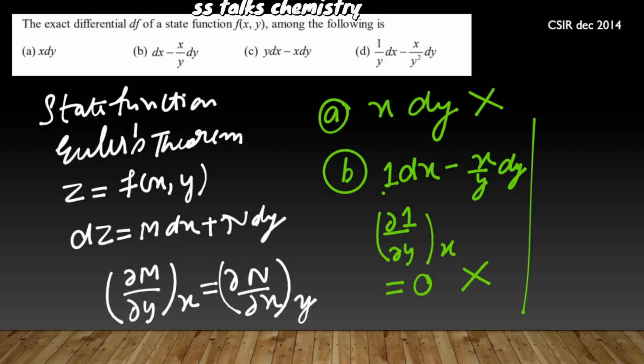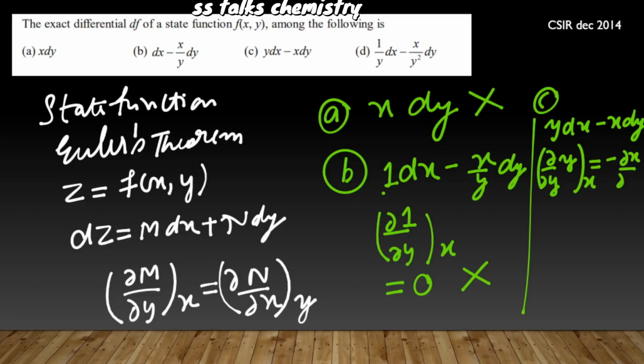Next, option C. It is y dx minus x dy. So del by del y of y, at constant x, should be equal to minus del x by del x. The first we are getting as 1, and this we are getting as minus 1. Both of them are not equal. That means C is also not going to give me the exact differential. This condition is not being satisfied.